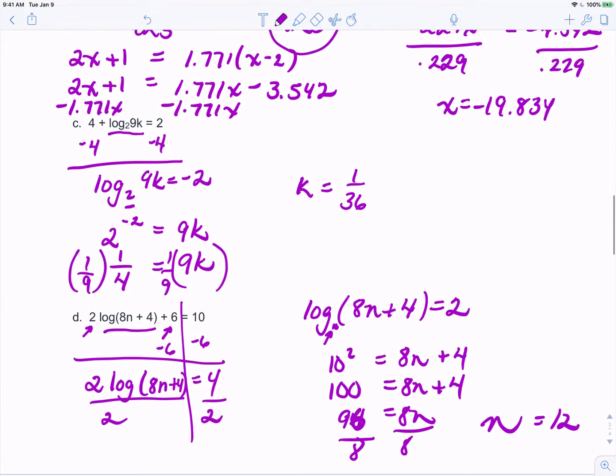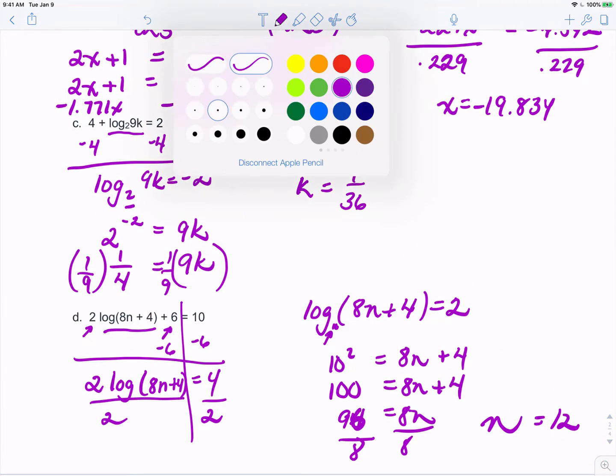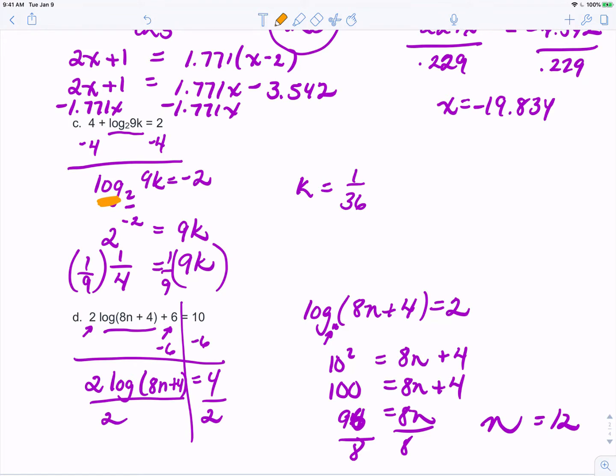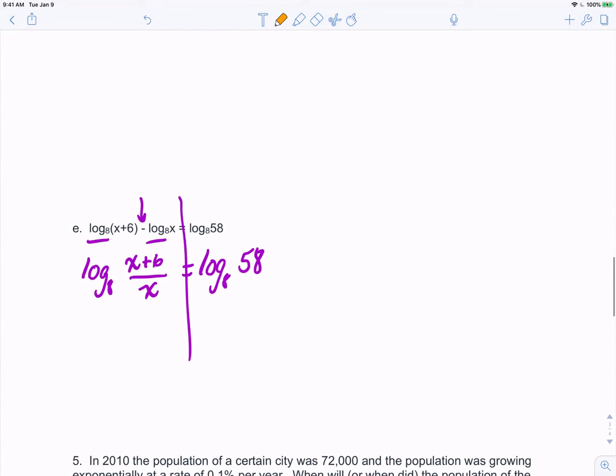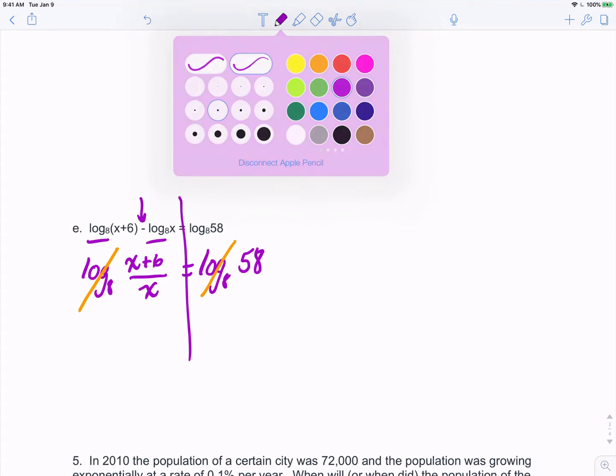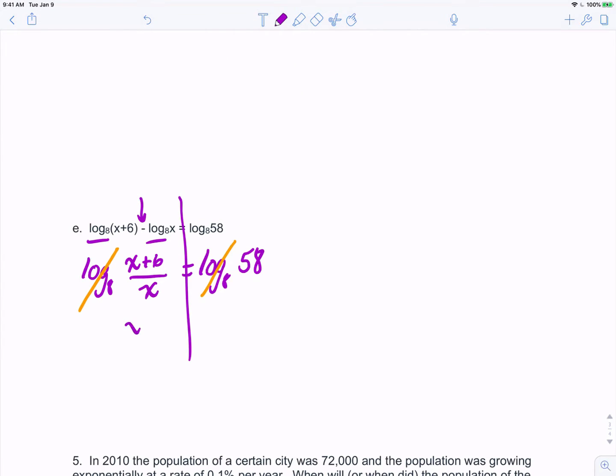Now look at how this equation is different from all the others. In the other 2 that we did together, when you looked at the logs, there was only 1 log on each side of the equation. The only way to get rid of it was to rewrite the equation using exponents. But here we see we have a log on each side. We can cross out those logs. Remember, if you do the same thing to both sides of the equation, you still have the same solutions. And so we have x plus 6 over x is equal to 58.